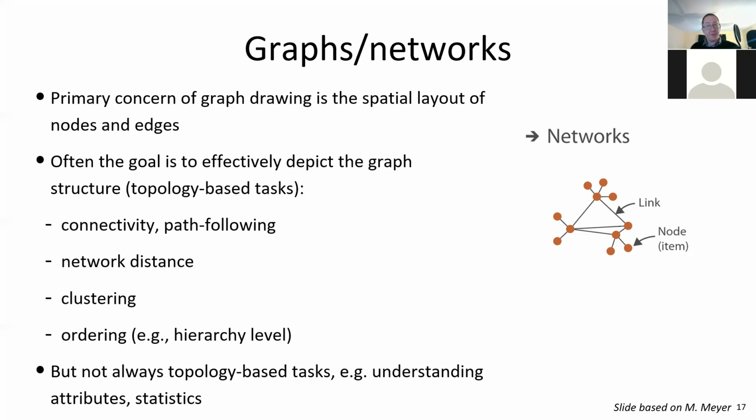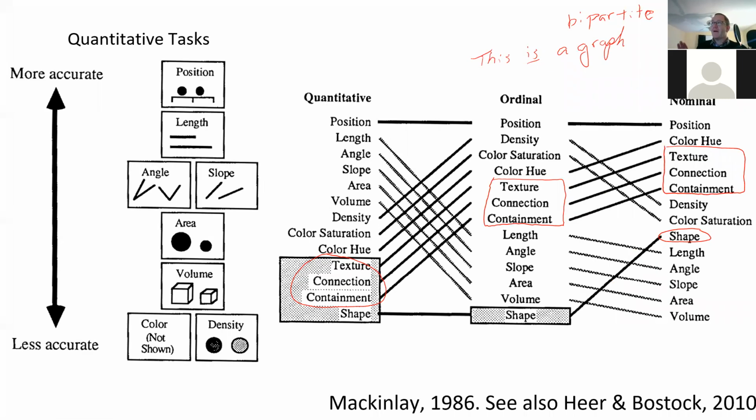But sometimes it's not all topological based. So sometimes I want to know, if I have the grade point average for this group of people, or what the general grade point average is for everyone. Sometimes I want just some statistics or attributes per node or per edge. We also briefly, I think at the very end, said, look, when we talk about graphs, we're talking about nominal data, and this is where texture, connectivity, and containment come in handy.